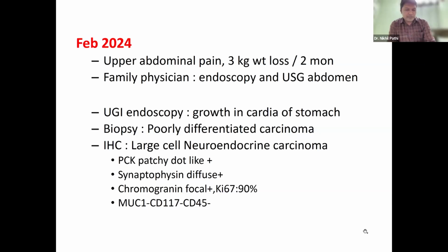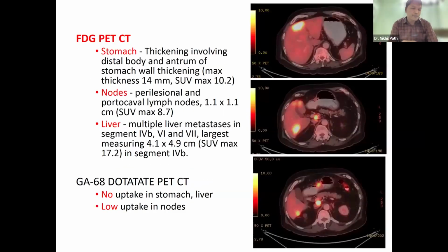So with the biopsy report, he came to the hospital. We did a staging workup for him. We got an FDG PET CT where the primary lesion was identified in the stomach and there were bilobar liver metastases. There were also nodes which had disease.